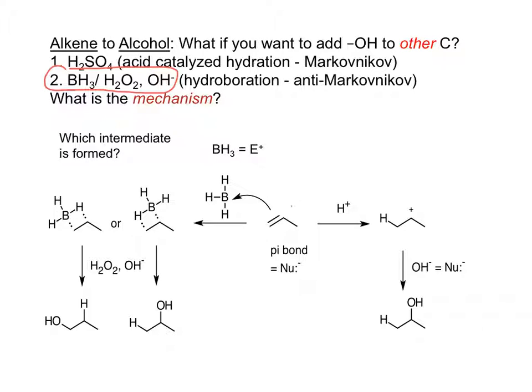Starting from propylene, the mechanism on the right shows the Markovnikov product. Going to the left, BH3 is an electrophile. Stop the video and try to figure out which intermediate is formed. The answer is due to steric effects. And the non-Markovnikov product is 1-propanol.